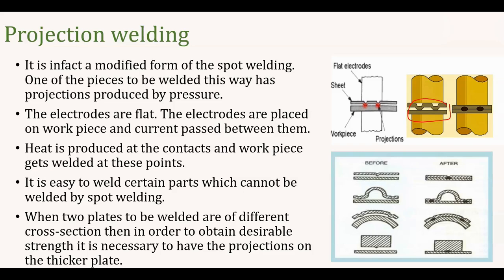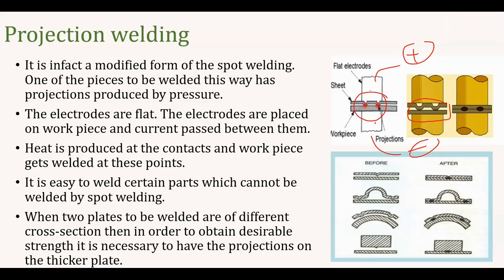Generally it will have some projections. The electrodes are flat. The electrodes are placed on the workpiece and current is passed through these electrodes. Heat is produced at the contact, and the workpiece gets welded at the point where the projection is. So at that place the heat is generated and the welding process takes place.